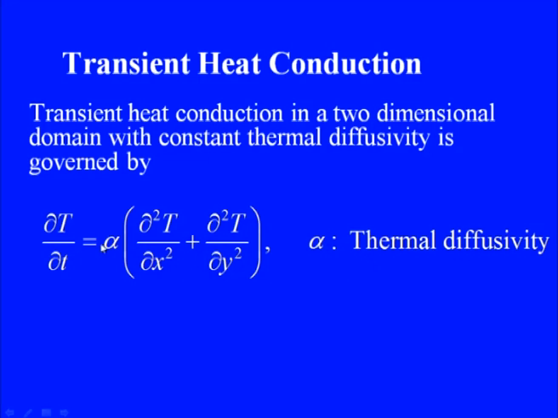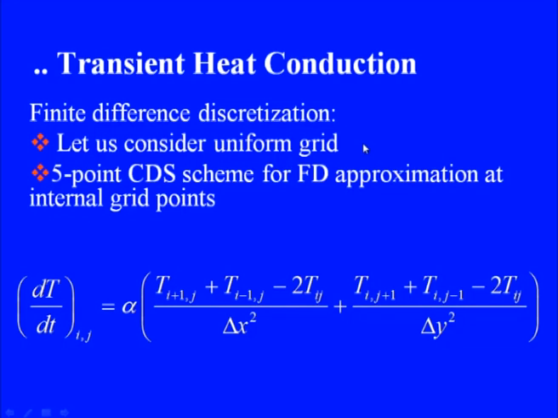So del capital T by del small t, where small t is the time variable, is equal to alpha times del 2T by del x square plus del 2T by del y square. If we had a 3-dimensional problem, we would have one more term, del 2T by del z square, and here alpha denotes thermal diffusivity. So for finite difference discretization, let us consider a uniform grid of grid size delta x and delta y, and a 5-point scheme for finite difference approximation at internal grid points. This is what we have already seen earlier for the 2D steady case, where we derived this as a central difference approximation.